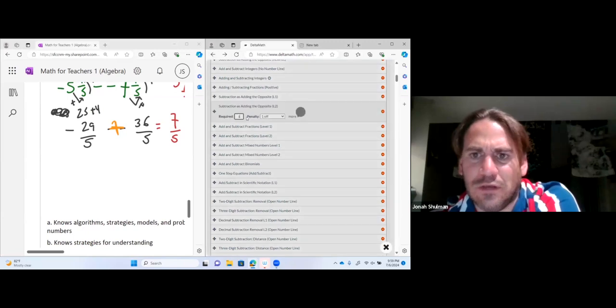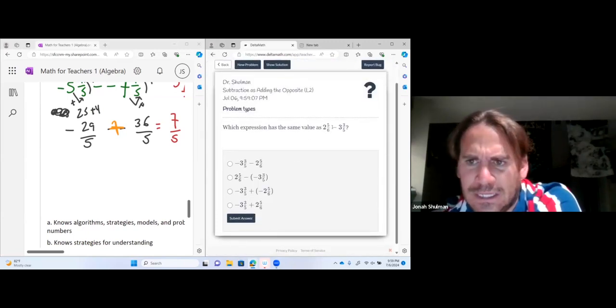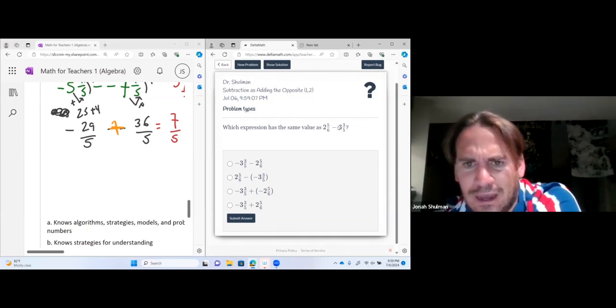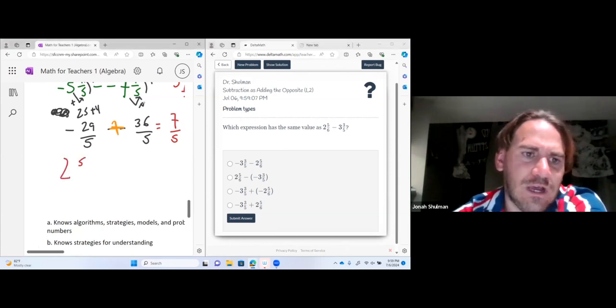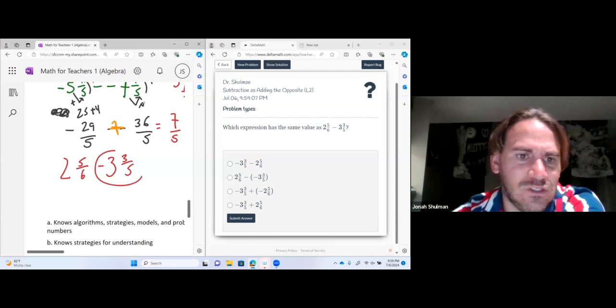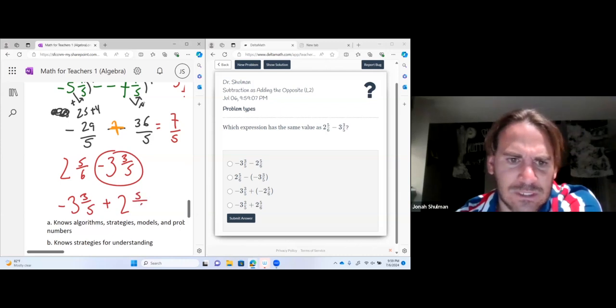What's the next one? Ooh, level 2. Might as well solve this one too. Okay, so this one's a little trickier. It's 2 and 5/6 minus 3 and 3/5. So we're adding the opposite. Doesn't really change anything, right? It's the same sort of problem. So what's another way of writing it? We can switch it around. This is your negative. So -3 and 3/5 plus 2 and 5/6.